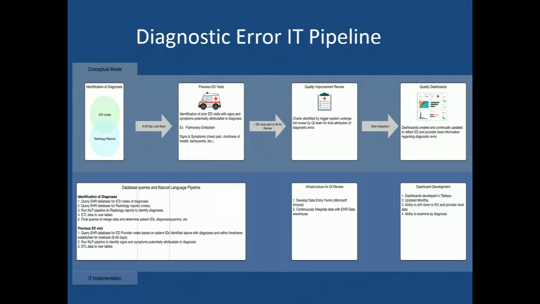So this is our diagnostic error IT pipeline, and I'm going to go through each of these individual components, but I'll start with a brief overview. I know the individual elements on here are small, but basically, we're starting with identification of the diagnoses, and that's system-wide. Then we look back in time to see whether there was some related ED visit associated with that diagnosis. Once we find those, that goes through a quality improvement review, because you still have to have some type of chart review, and then we create quality dashboards out of that. I'll go through each of the individual components as far as the IT stuff.